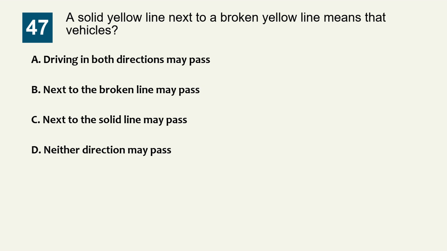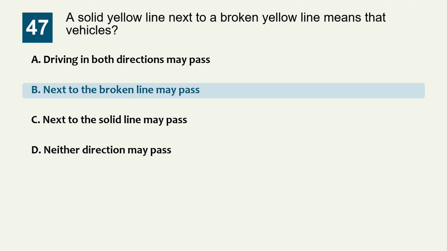Question 47. A solid yellow line next to a broken yellow line means that vehicles: option A, driving in both directions may pass. Option B, next to the broken line may pass. Option C, next to the solid line may pass. Option D, neither direction may pass.